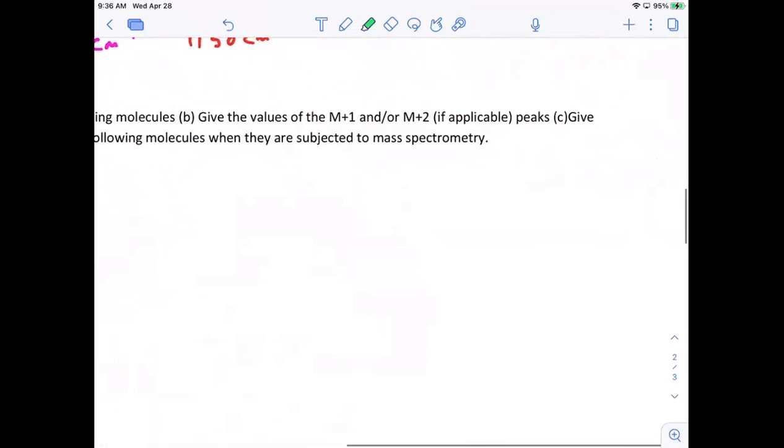So the M+2, I think I mentioned it, but I didn't really go into detail. That's only when you have a halogen present.